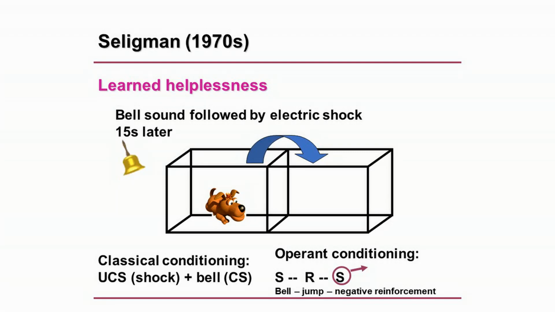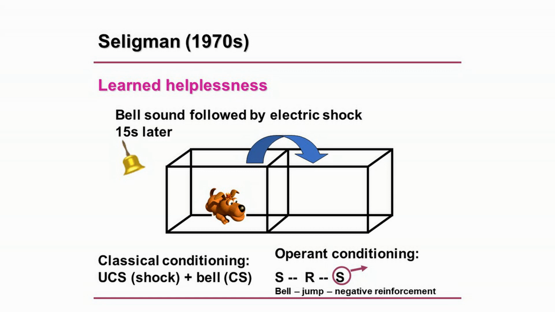I am definitely going to want you to be able to distinguish between classical conditioning and operant conditioning situations. So if it's classical conditioning, look for stimulus substitution. If it's operant conditioning, you look for the three-term contingency, SRS. So here's an example, and I want you to think about whether this is operant or classical conditioning.